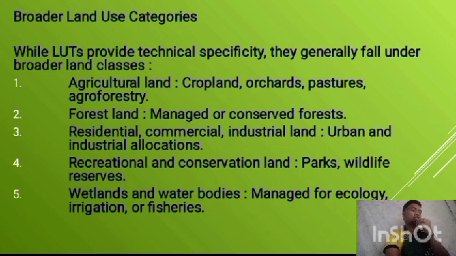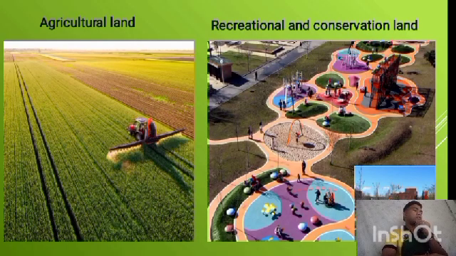And then number four, recreational and conservation land, like parks, wildlife reserves, wetlands, and water bodies. It means managed for ecology, irrigation, or fisheries. So this is the example of agricultural lands, recreational and conservation land.